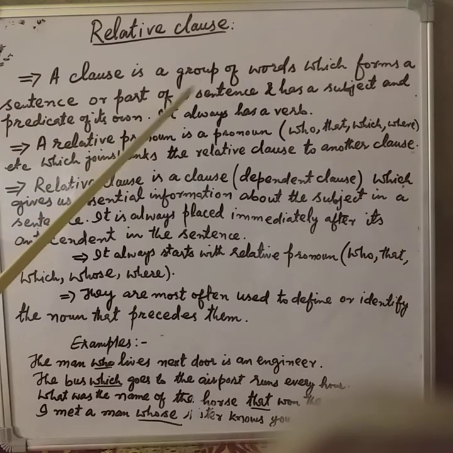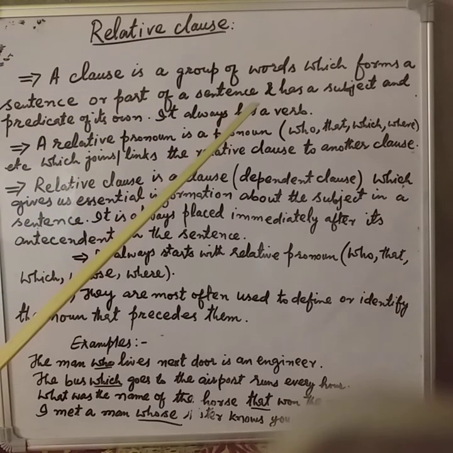Dear students, a clause is a group of words which forms a sentence or part of a sentence and has a subject and predicate of its own. It always has a verb. Now, here you got the definition of clause. So, what is basically a clause? A group of words which forms a sentence, or we can say it is a part of a sentence, and this clause has a subject as well as a predicate of its own. Moreover, we can say that it always has a verb.